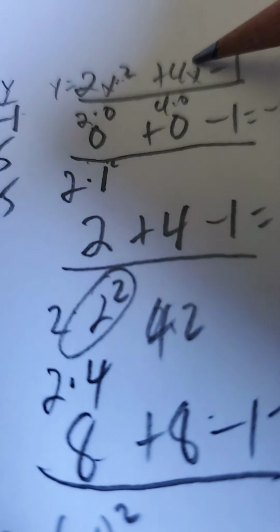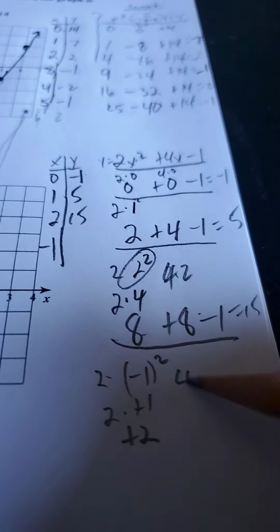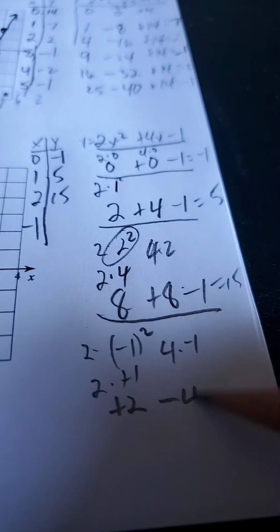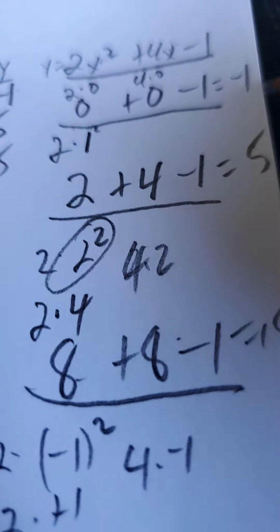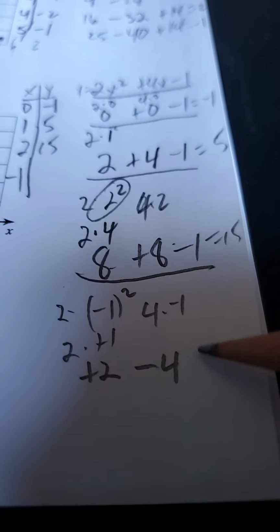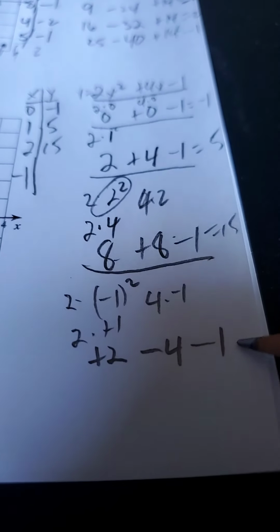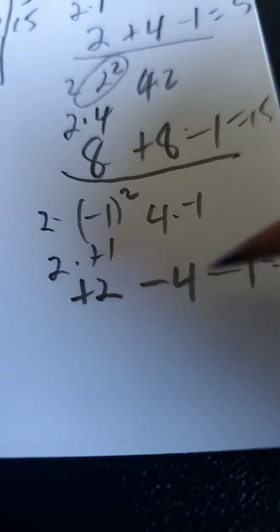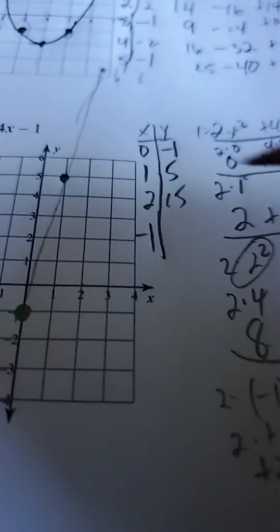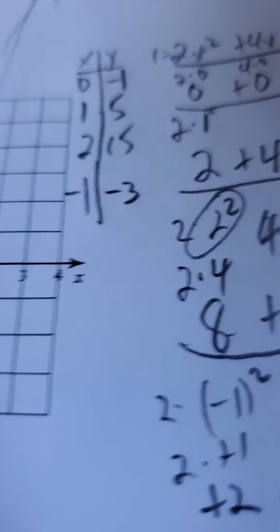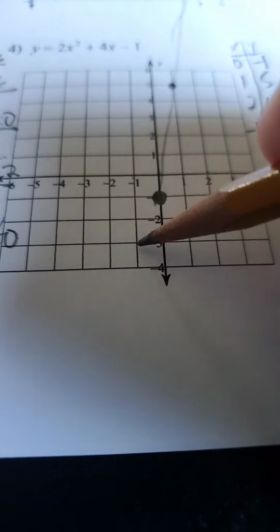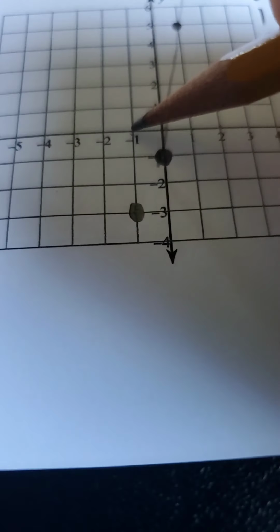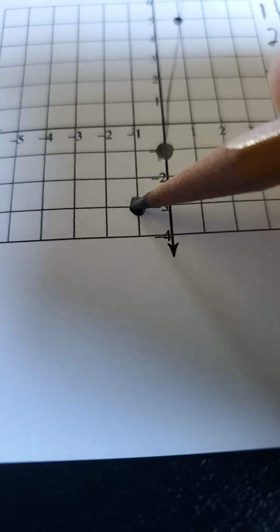Plug in a negative 1 for x, and that's 4 times negative 1, which is negative 4. And then the constant is negative 1. So minus 1 goes there. Combine all that, and we have negative 3. Negative 1 goes with negative 3. If you don't get negative 3, then you're making a math error plugging in. And you should plot it right there. X is negative 1, y is negative 3 is that ordered pair.